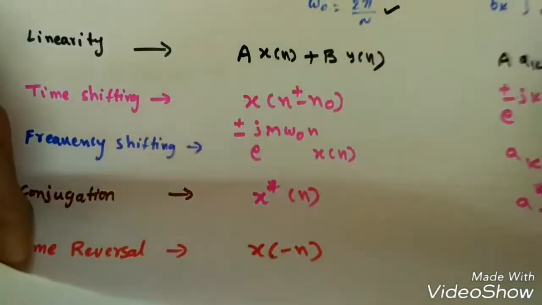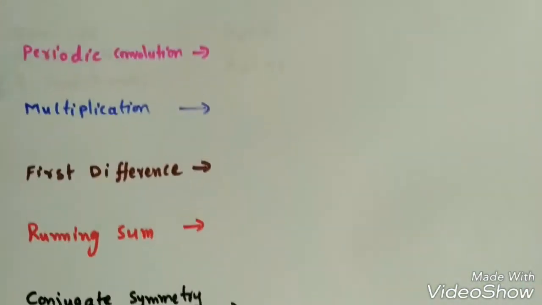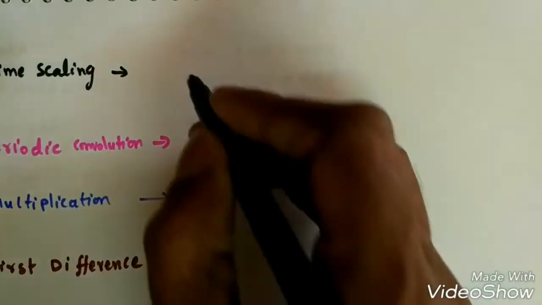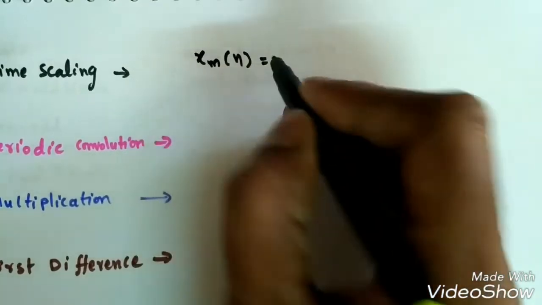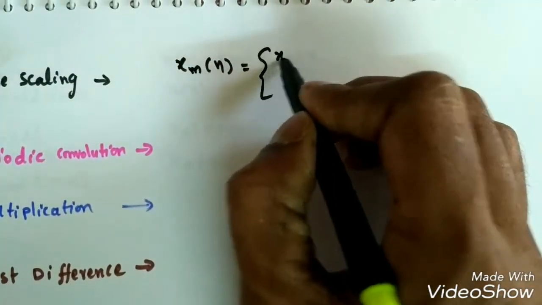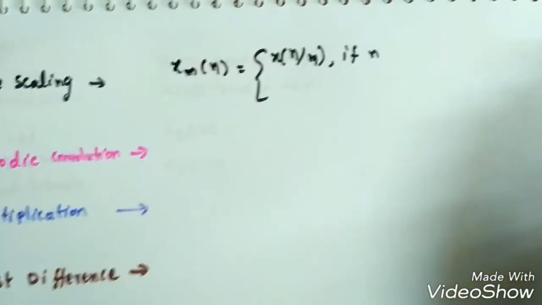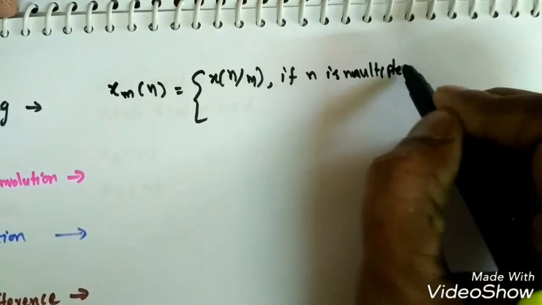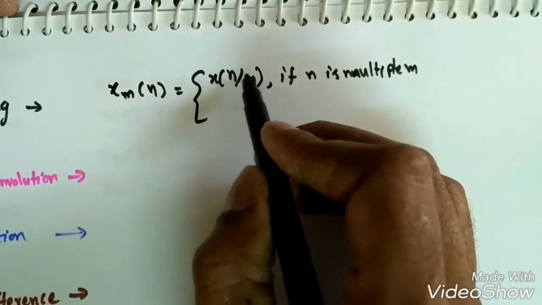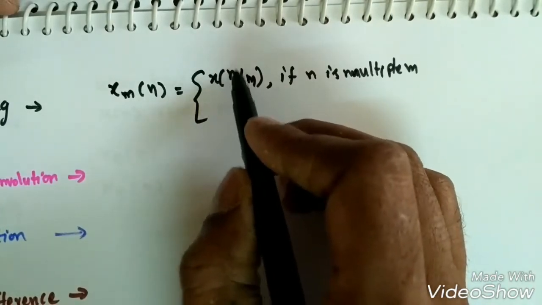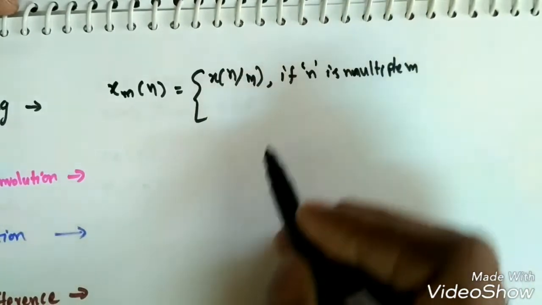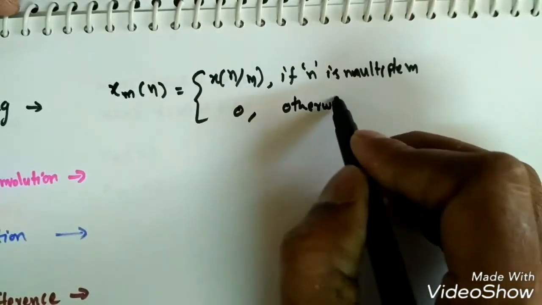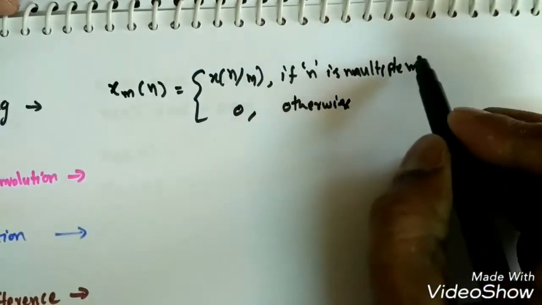So these are the 5 properties. Next we will see one more property, which is time scaling. Only in time scaling do we get a difference in the discrete time Fourier series. Time scaling can be written as x m of n, which means x of n by m if n is a multiple of m. If n is equal to 1m, then m and m cancel and we get x of 1. If n is equal to 2m, m and m again cancel. So n should be a multiple of m only, otherwise we get 0. It is valid only when n is a multiple of m.